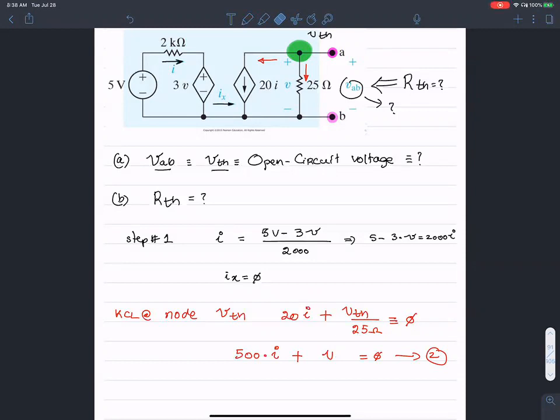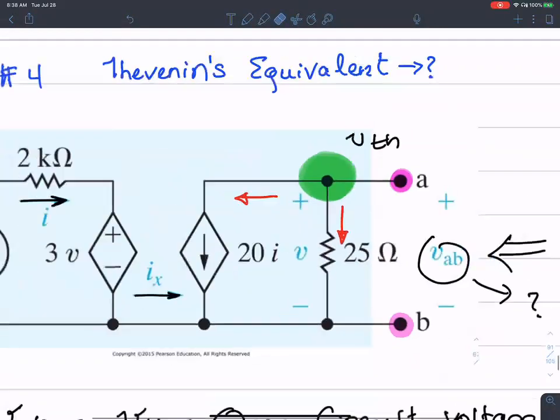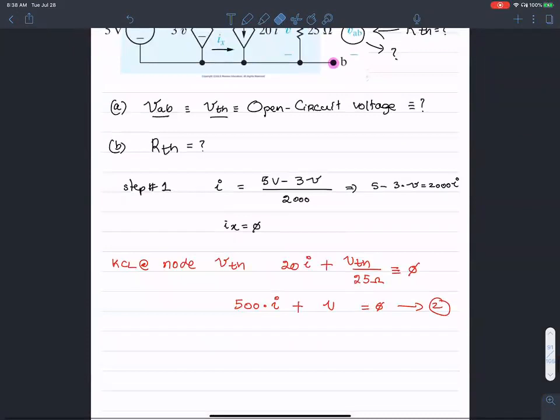Because remember, VTH and V are the exact same potential across the 25 ohm resistance, which is the same as VAB as well. So I have two equations, the one right here, in two variables, little v and I, and the second equation, little v and I.